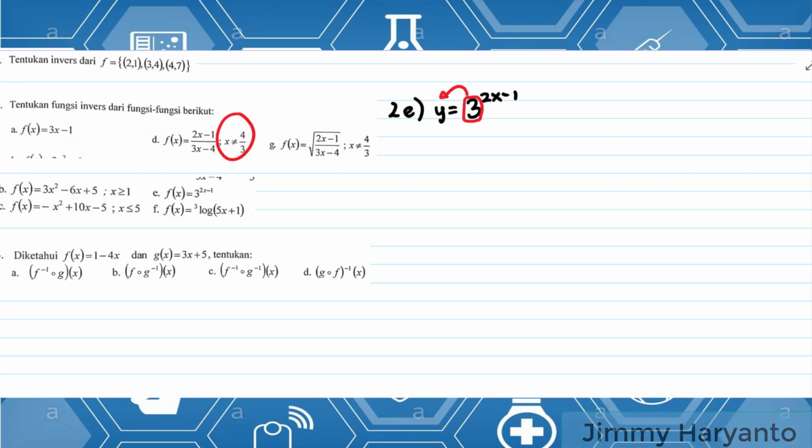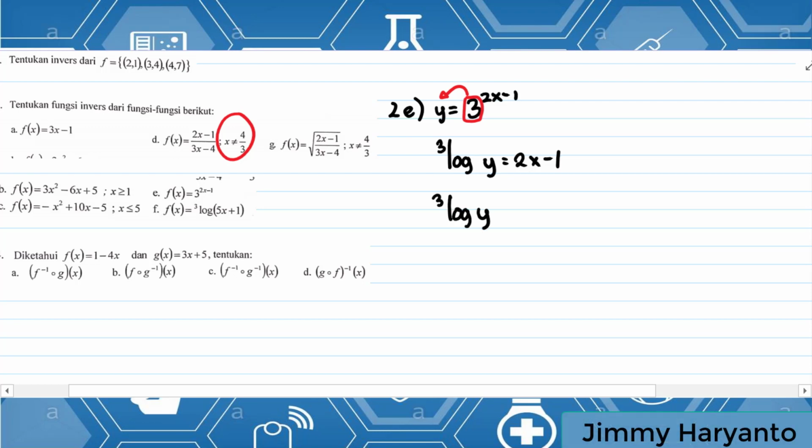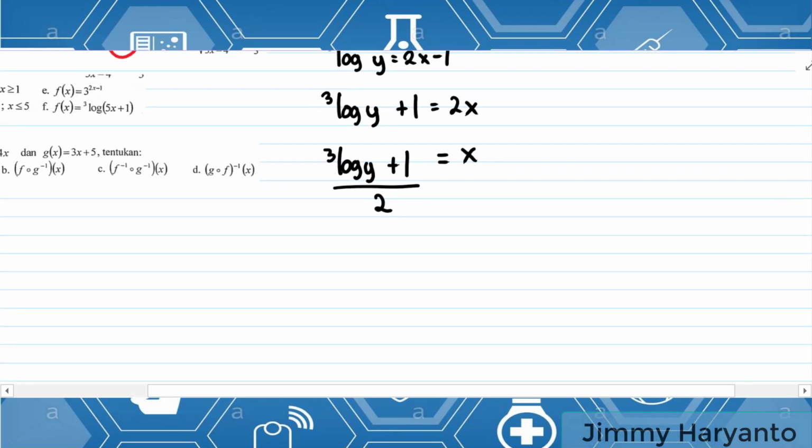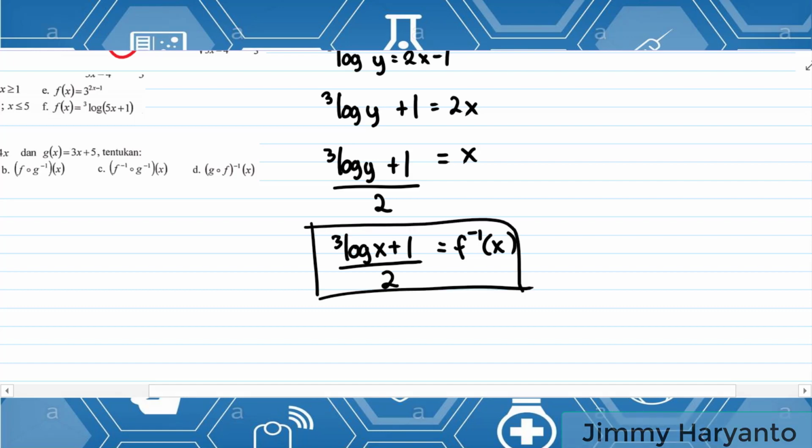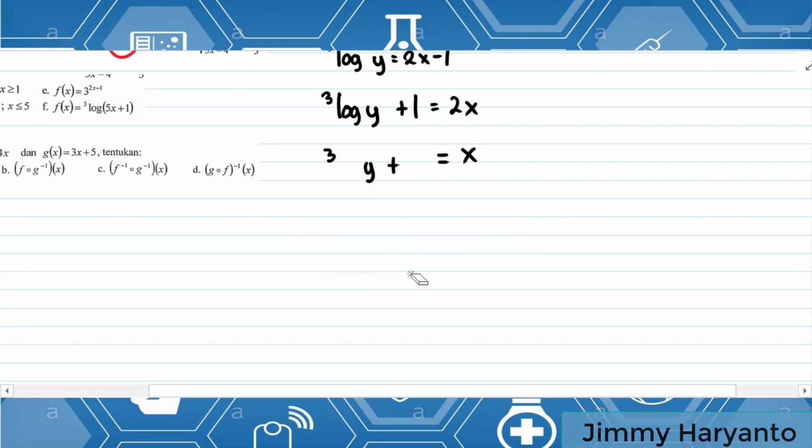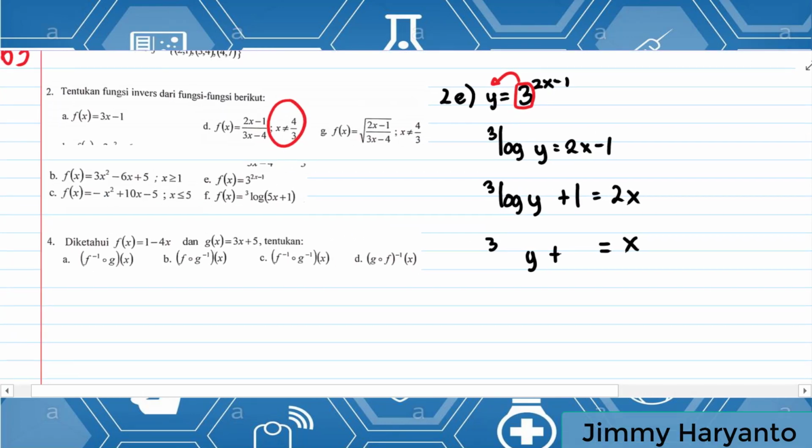Yeah, 3 to the power. If you move it, it will become logarithm. Log base 3 of y equals to 2x minus 1. Log base 3 of y, minus 1 moves to plus 1, equals to 2x. Move the 2, log base 3 of y plus 1, over 2. And then after that you can write it like this, log base 3 of x plus 1, over 2. There you go. This is the f inverse. Next is 2f.